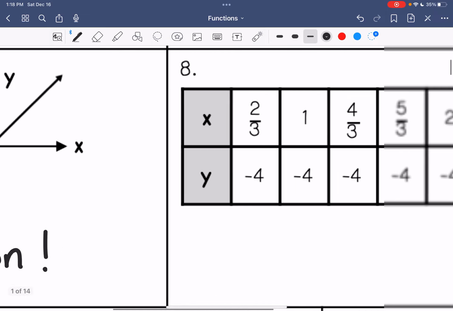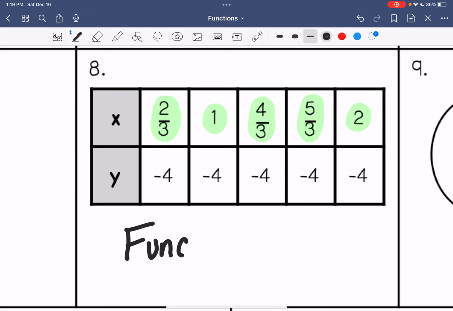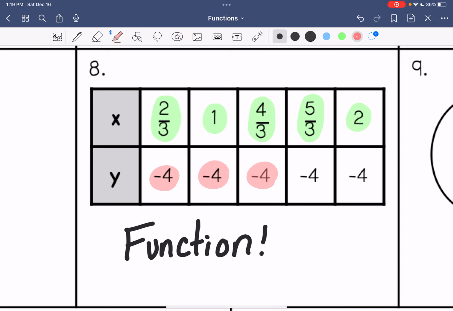All right, let's take a look at another table. Again, I'm looking at my x values, seeing if they repeat. In this case, they are all different. And since they are all different, not repeating, this is a function. It's really important to note that here the y values are repeating, but we only look at the x values for this, so it doesn't matter. It's still a function.